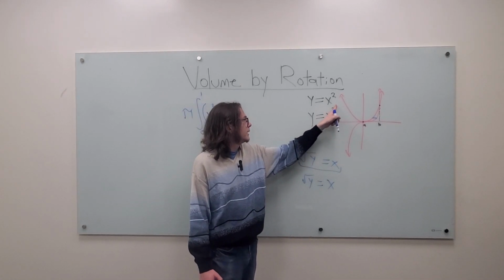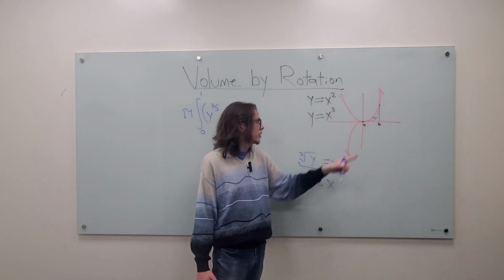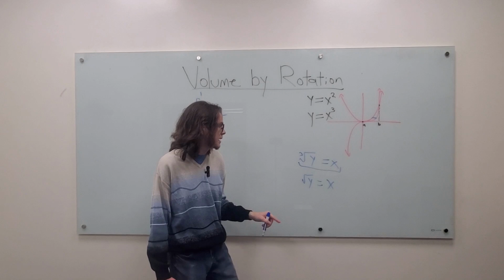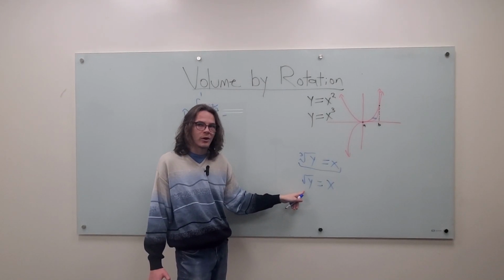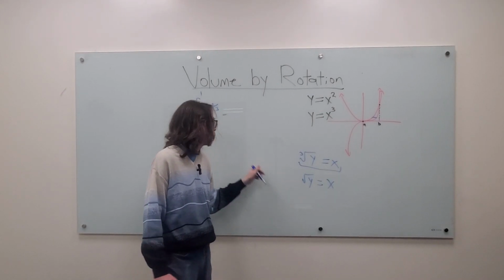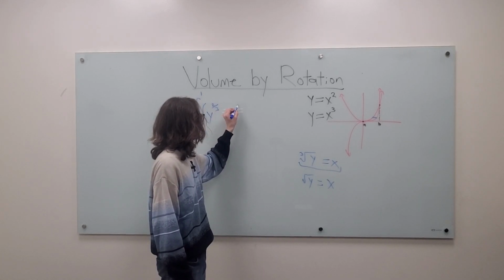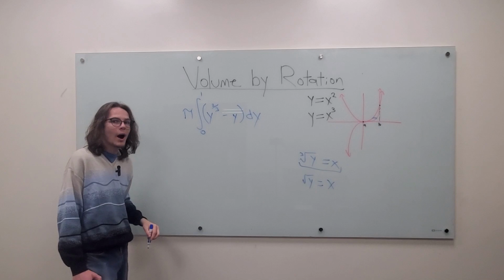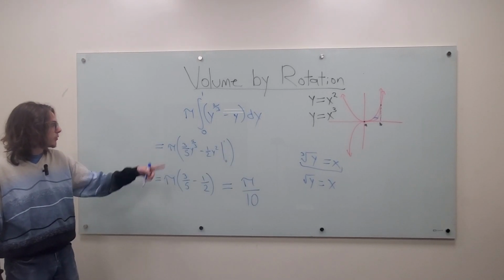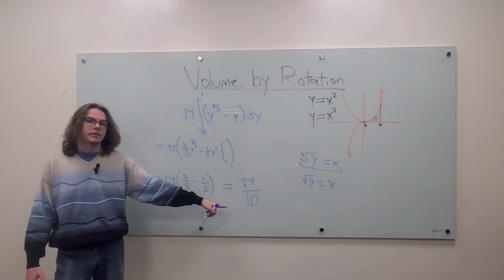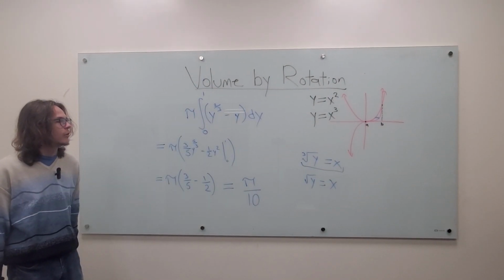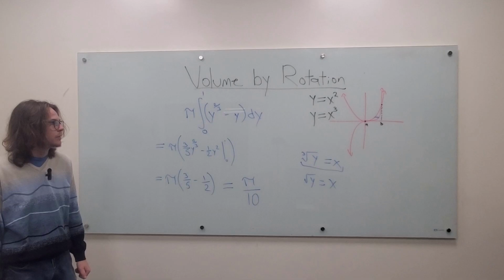And then minus our y equals x squared, but it's going to be the square root of y equals x instead. The square root of y squared is, of course, just y. And all of this is with respect to y. And so our final answer is going to be pi over 10 when we revolve it about the y-axis.